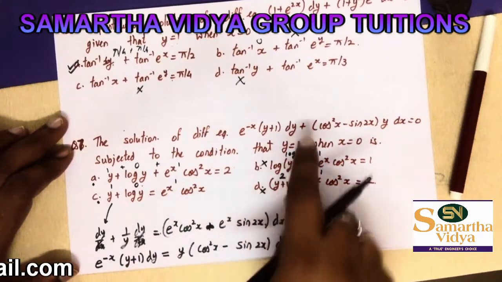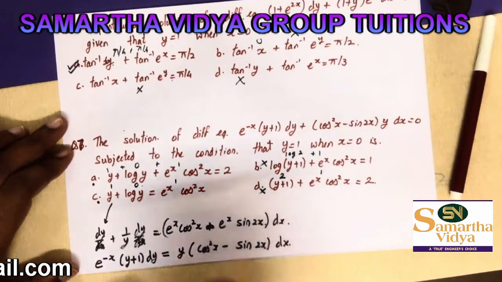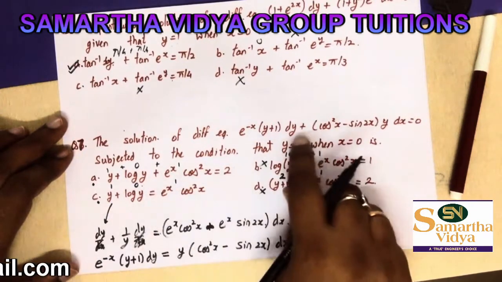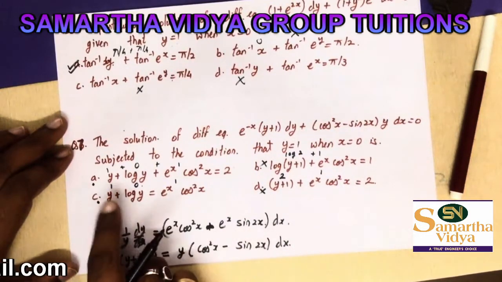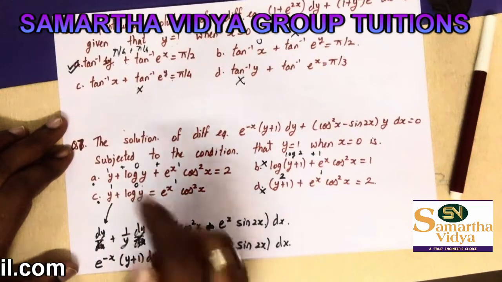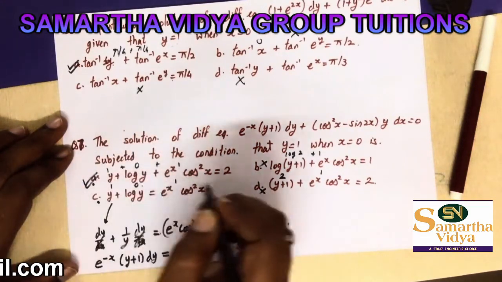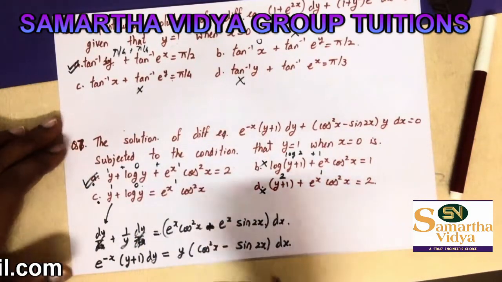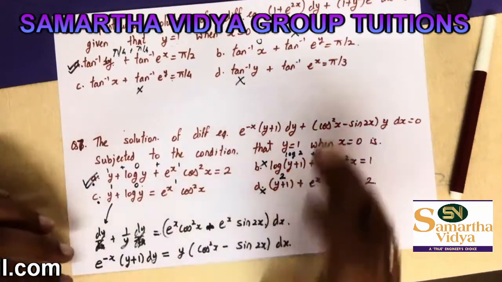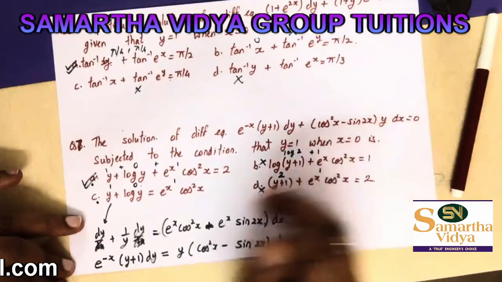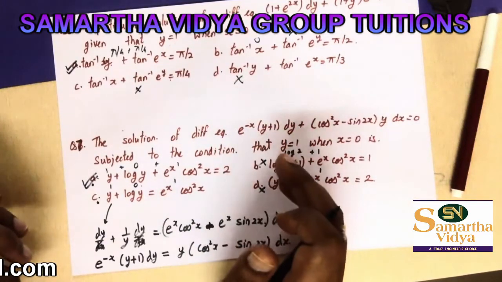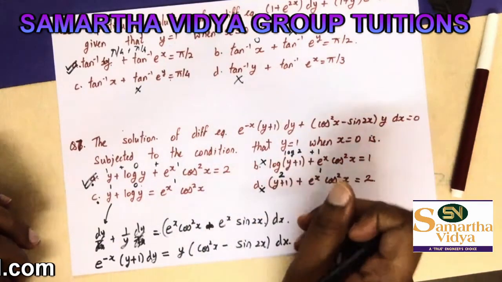But as you can see, this term is also on the LHS with a positive sign, which we cannot get from option C. So the right option is nothing but A. So by using such tricks, if you don't know how to solve this differential equation, you can use this basic concept wherein you can quickly find the particular solution.